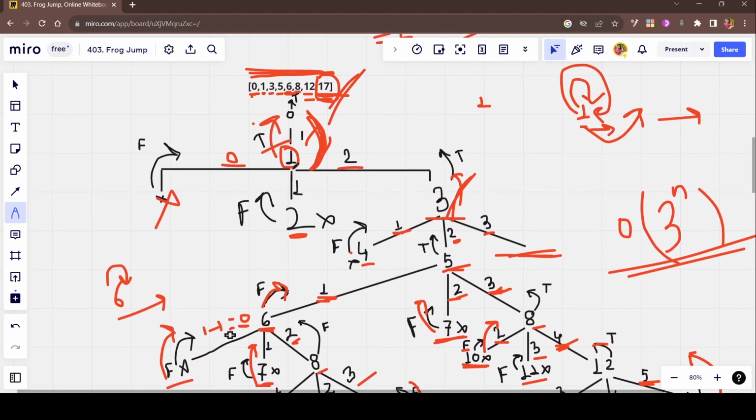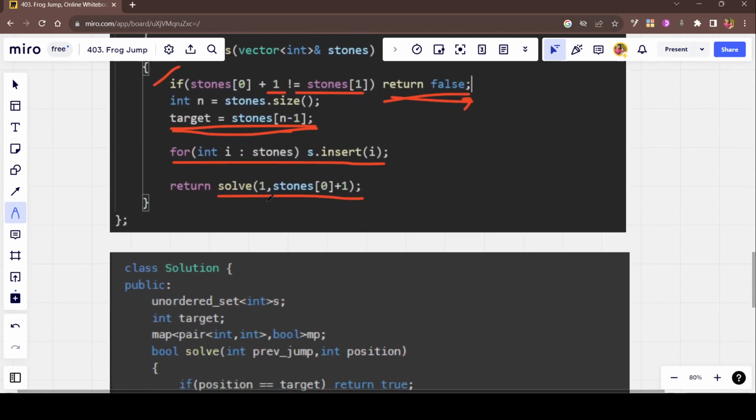My recursion state will start from here. Previously I made a jump of 1 unit, so I have to keep track of it, that I have a jump of 1 and I am on a stone. Which stone? Stones of 0 plus 1. You can write stones of 1 also.